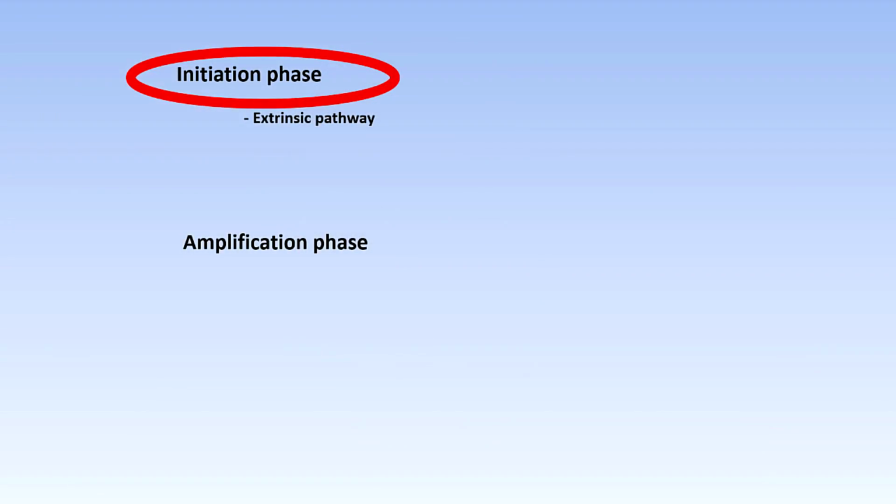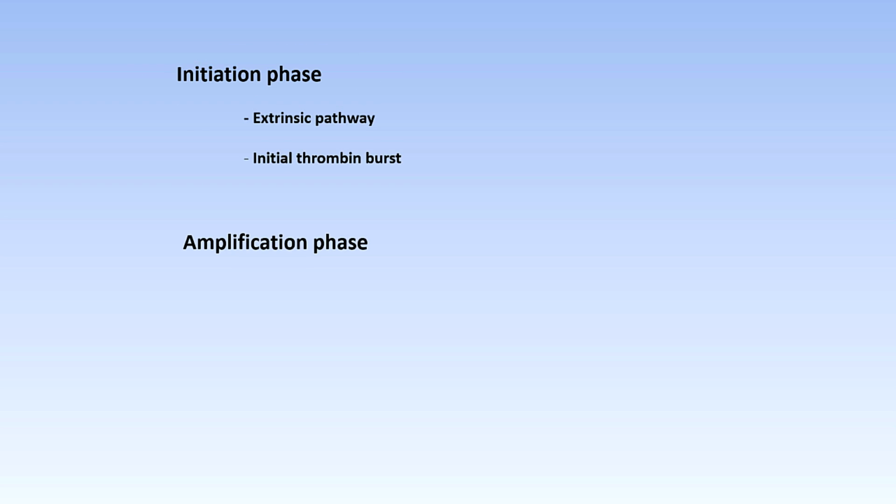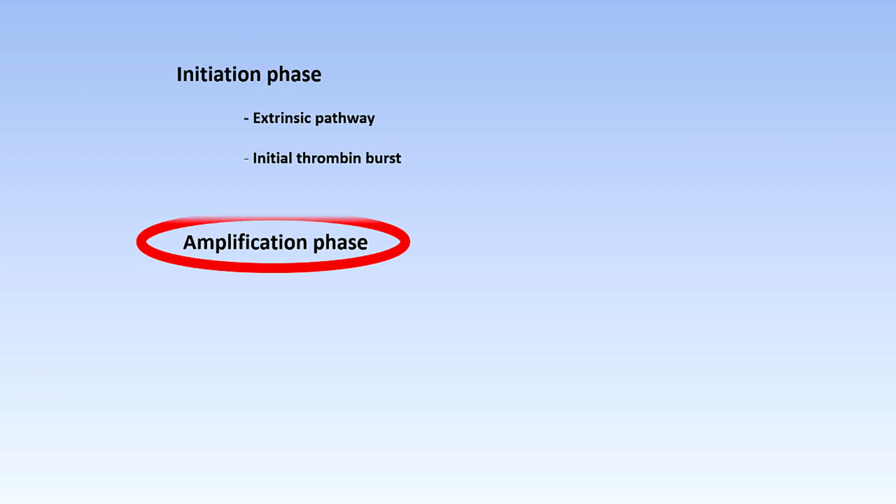It can be a bit confusing, so it's probably worth rewinding a bit and looking at it a few times over. To recap, the initiation phase is started by a complex of tissue factor and activated factor 7. Together, these both activate factor 10. This produces a small amount of thrombin because it's short-lived, but that goes on to activate the amplification phase.